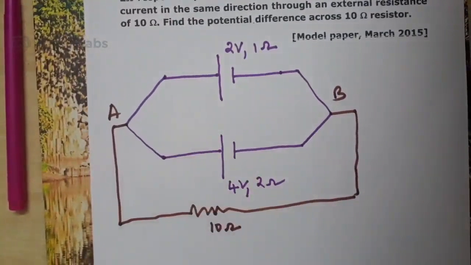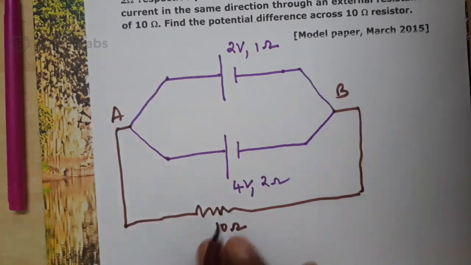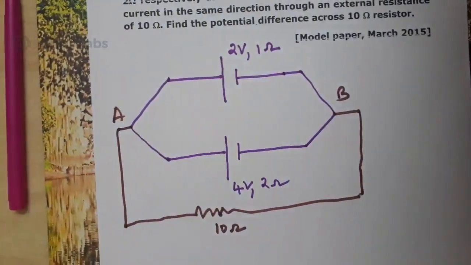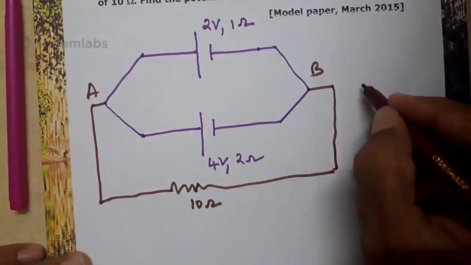They should be connected like this. That is the meaning. I think you understood. Of course, this resistor can be connected here also between A and B. What are you asked to calculate? Find the potential drop across the resistor.